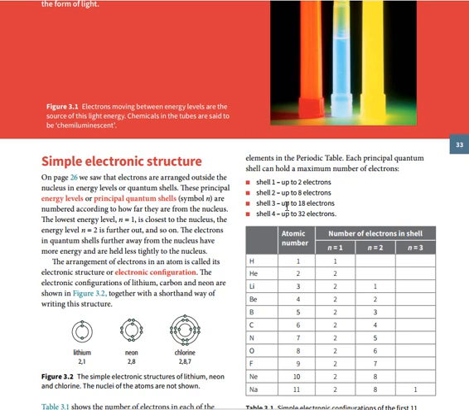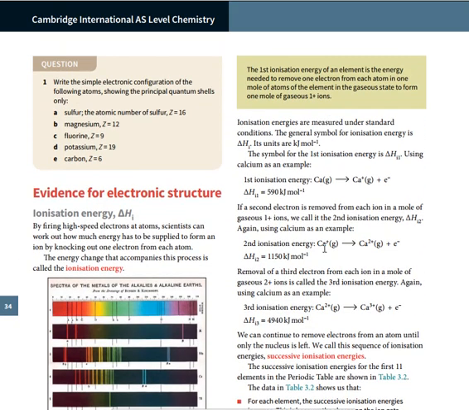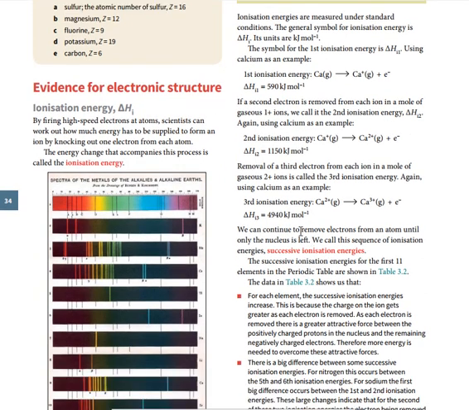The principal quantum number 3 is going to contain 3s, 3p, and 3d. 3s contains 2 electrons, 3p contains 6 electrons, that makes 8, and 3d contains 10 electrons, so that makes a total of 18, and that's the same as 4s. So these are the points to put in mind in order for you to have the different number of electrons. So now, evidence of electronic structure.